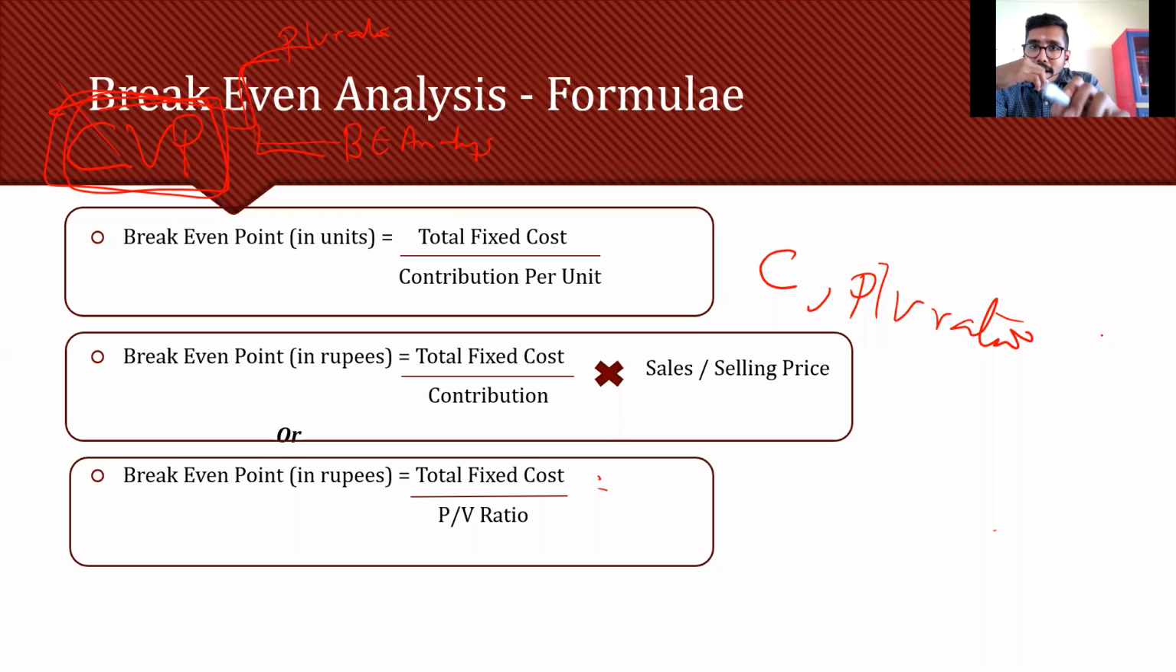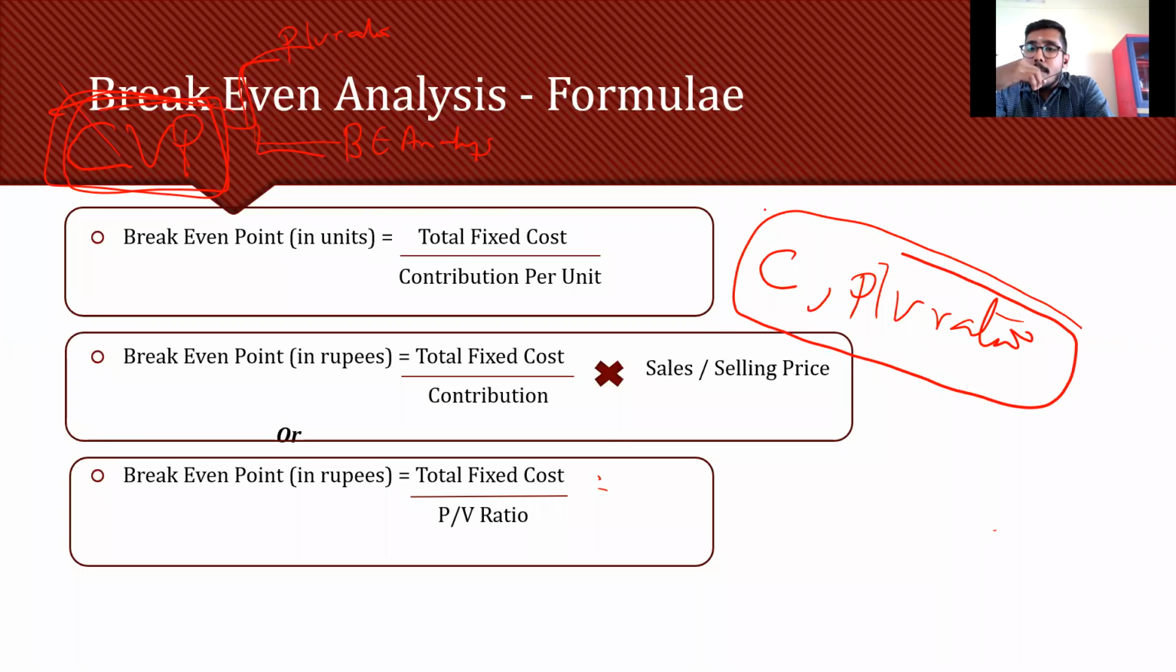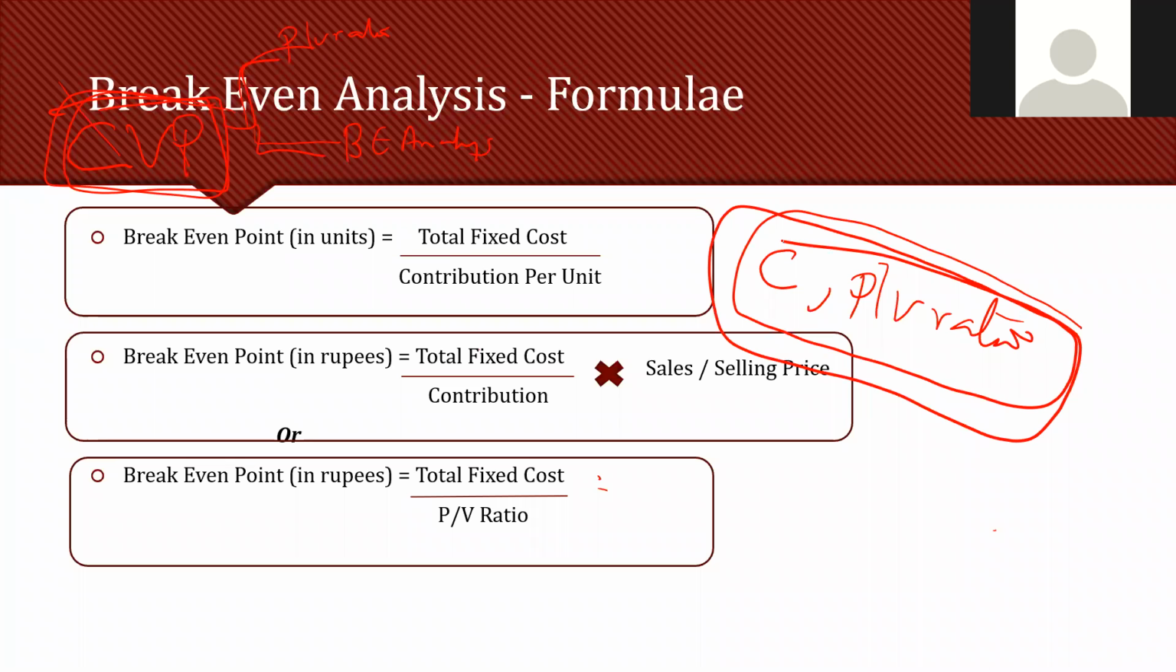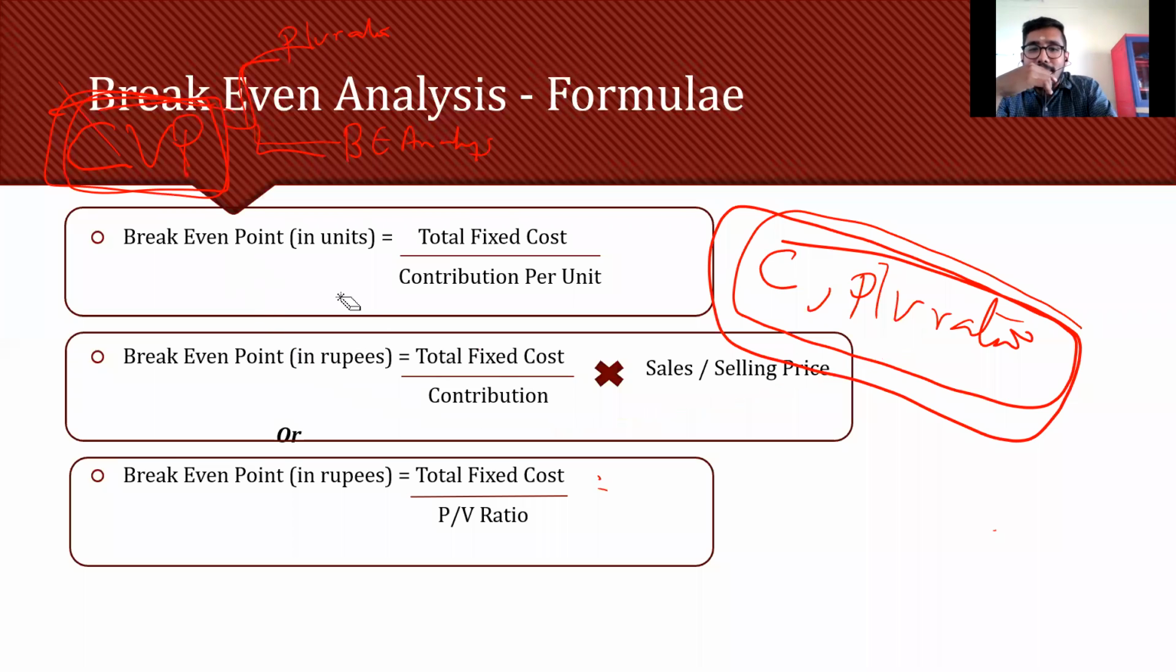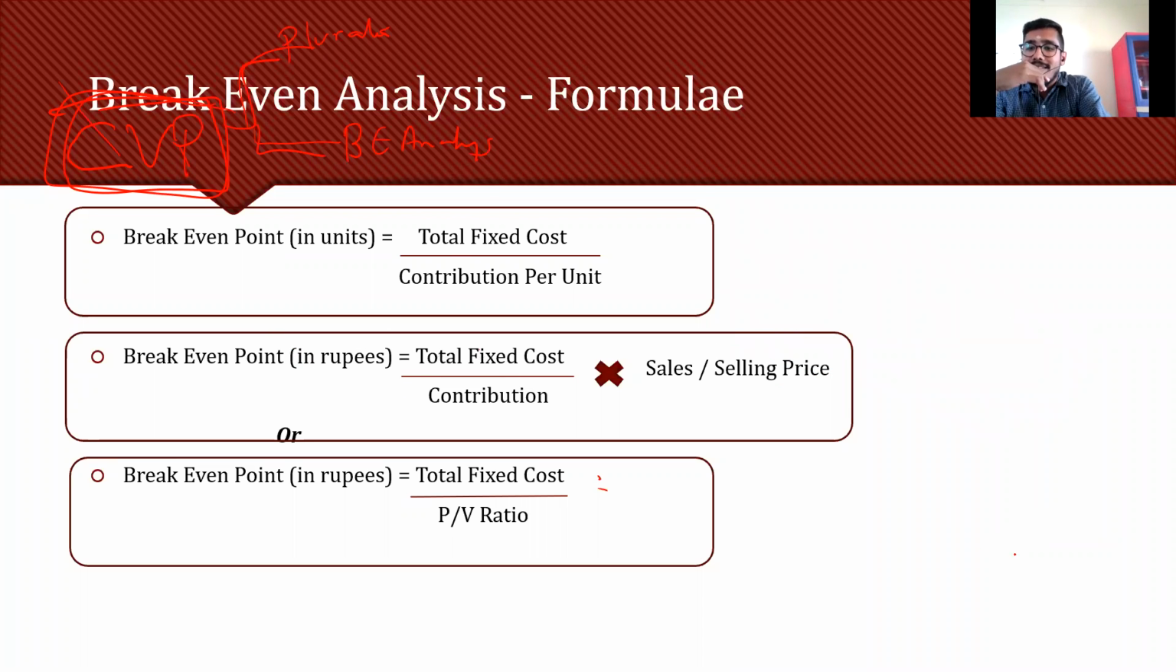When you are asked to find out this break even point, you have to find out contribution and PV ratio also. Without this, you cannot find out break even point. We have seen the uses of PV ratio, right? What was the use of PV ratio? It indicates the profitability. It helps in comparison. Then it helps to calculate what we are learning now, break even point. Without contribution and PV ratio, we cannot find out break even point.